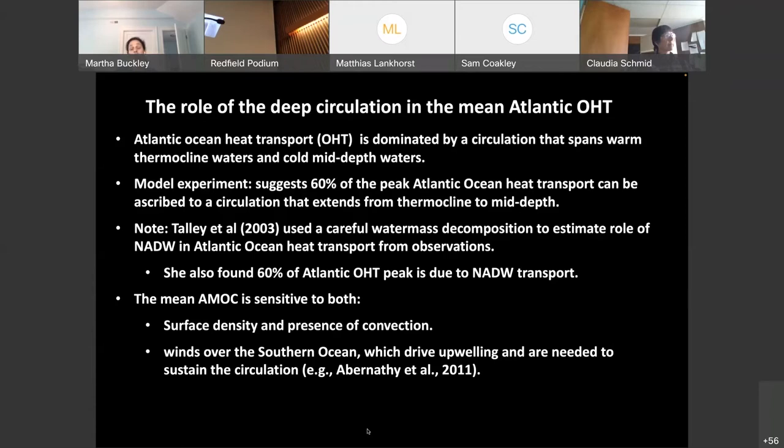The 60% of the peak is due to North Atlantic deep water transport. Okay. And the mean AMOC is sensitive to both surface densities in the presence of convection and the winds over the Southern Ocean. So those two, the wind, the mechanical forcing and the buoyancy forcing aspects of the mean AMOC and the ocean heat transport cannot be separated.